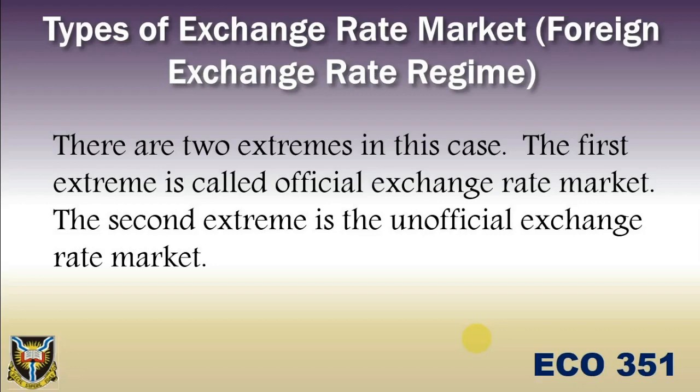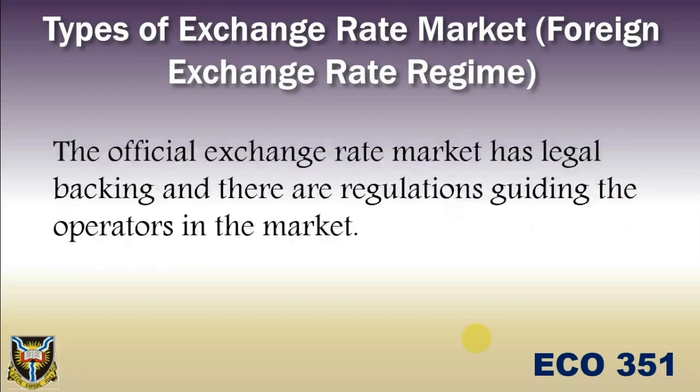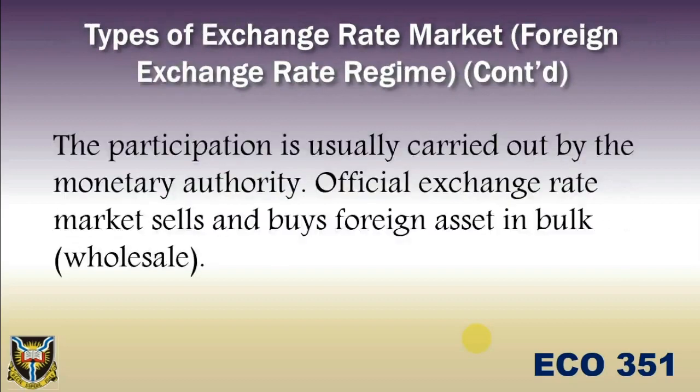Types of exchange rate market. There are two extremes in this case. The first extreme is called the official exchange rate market. The second extreme is the unofficial exchange rate market. The official exchange rate market has legal backing, and there are regulations guiding the operators in the market. The participation is usually carried out by the monetary authority. The official exchange rate market sells and buys foreign assets in bulk.